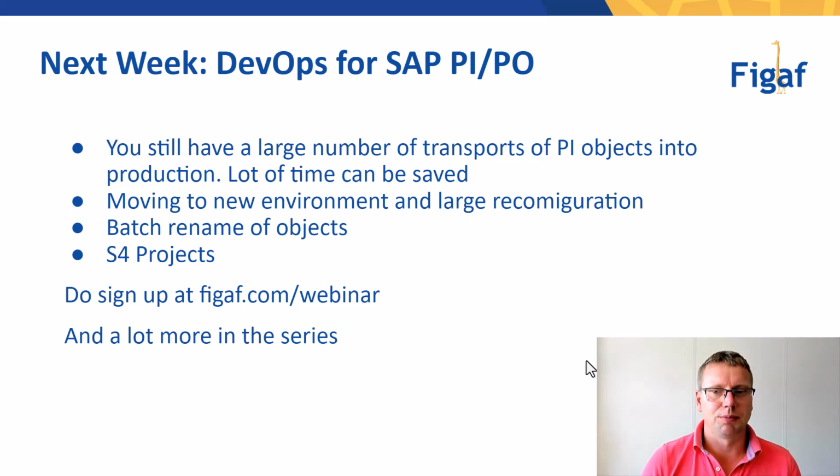We also have something for if you need to rename a large number of objects. If you're doing an S4 project and you want to change the business component from ERP Dev to HANA Dev, then with a few clicks, you can actually rename all of your ICOs in that process. And that is also really fast and is something that will save you a lot of time on an S4 journey. And then it is about moving to new environments, larger reconfiguration, I guess it should be.